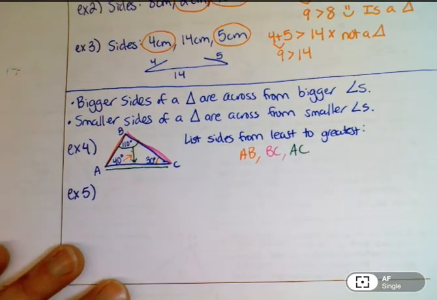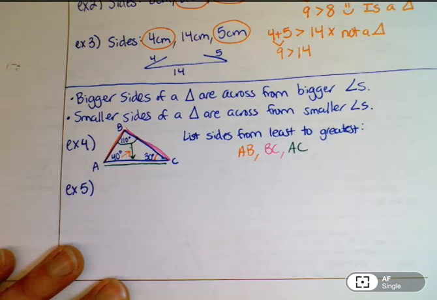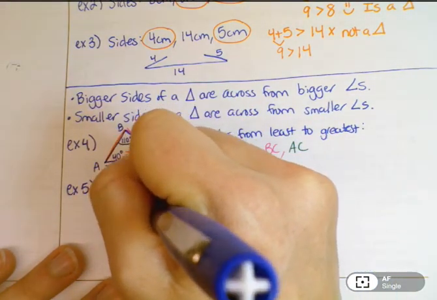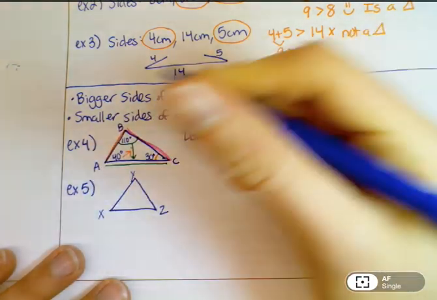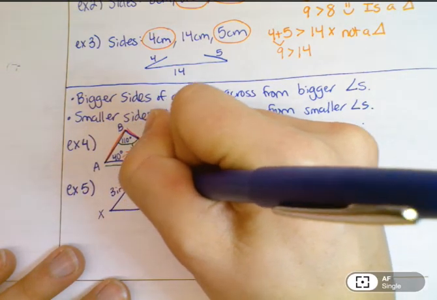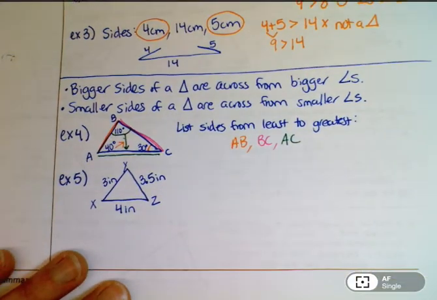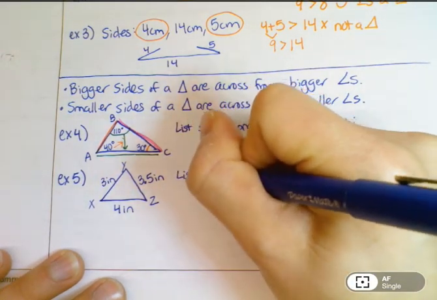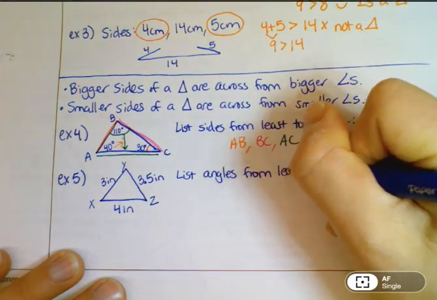Guys, feel free to pause and rewatch sections of this if you need to, if I'm going too fast. Okay, so example 5, we're going to have another triangle. I'm going to make it look equilateral, but it's not going to be equilateral. And we'll do XYZ this time. So copy that down. And then what I want you to do is list the angles from least to greatest.